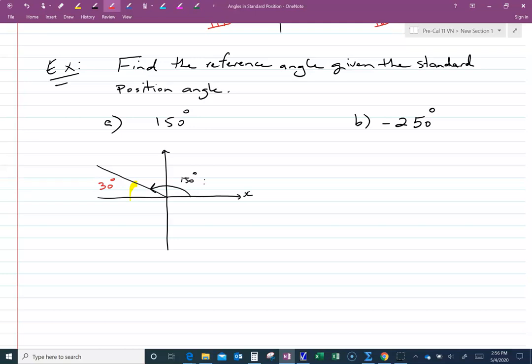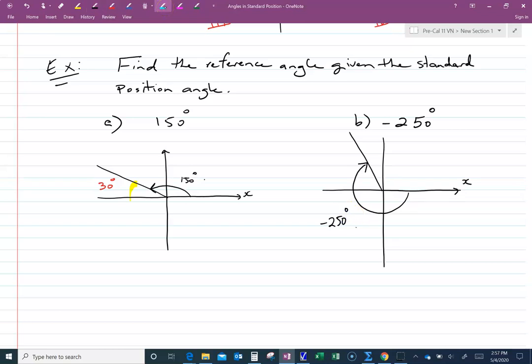Now you go ahead and do part B. Make sure that when you do part B, your standard position angle is negative. That means it has to be clockwise. So when you start, that's your x. So negative 250, we know that it's coming from here to here, going this way, from the fourth to the third, that's negative 180. And then once we hit the vertical line, that would be 270. So it's around there. So here is the rotation of minus 250 degrees. Great.